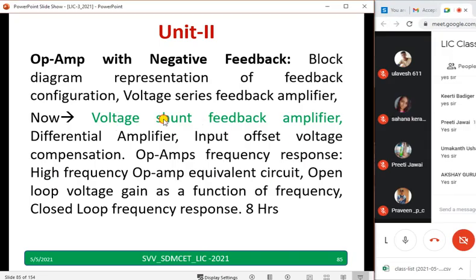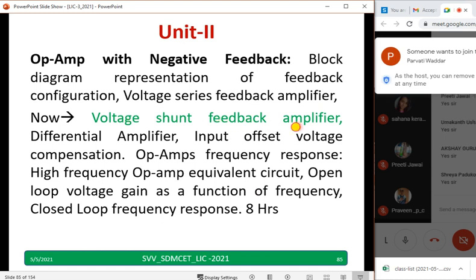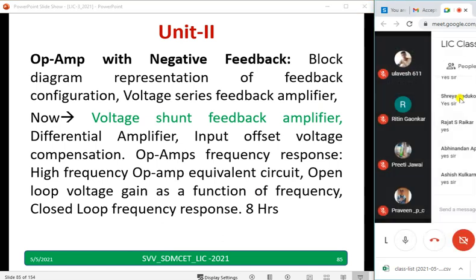We are discussing a voltage shunt feedback amplifier. Now we'll continue the voltage shunt feedback amplifier discussion.